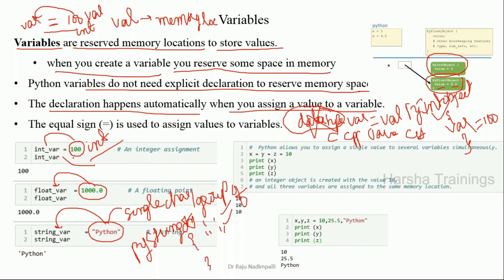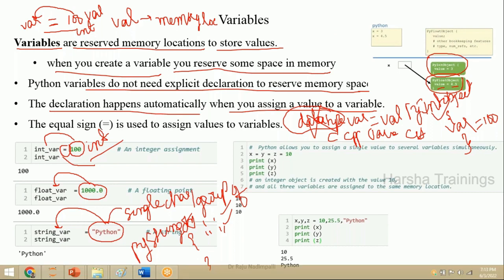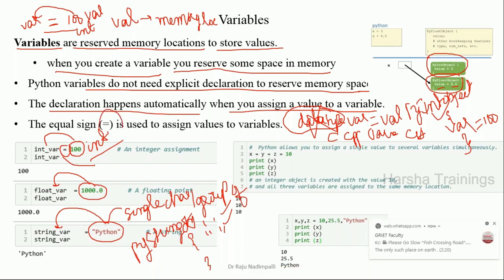Now, in order to assign a value, I'm using an operator called equal to. Look at here. Here I'm using the equal to sign to assign values to the variables. Can you please respond to this? Is this clear?